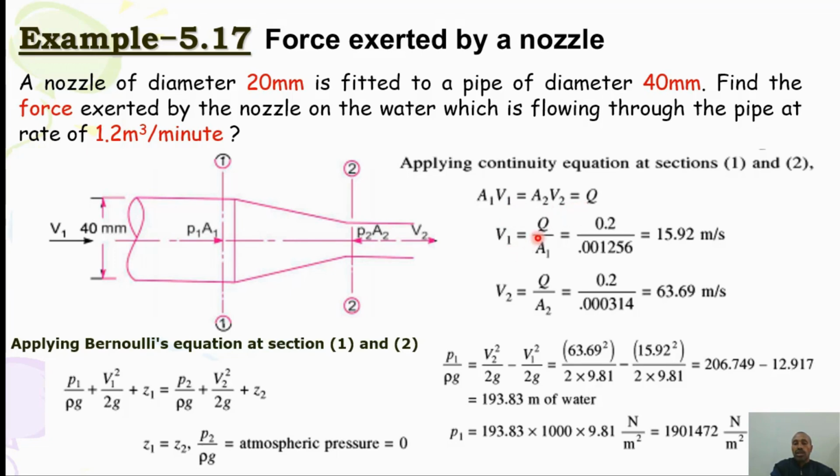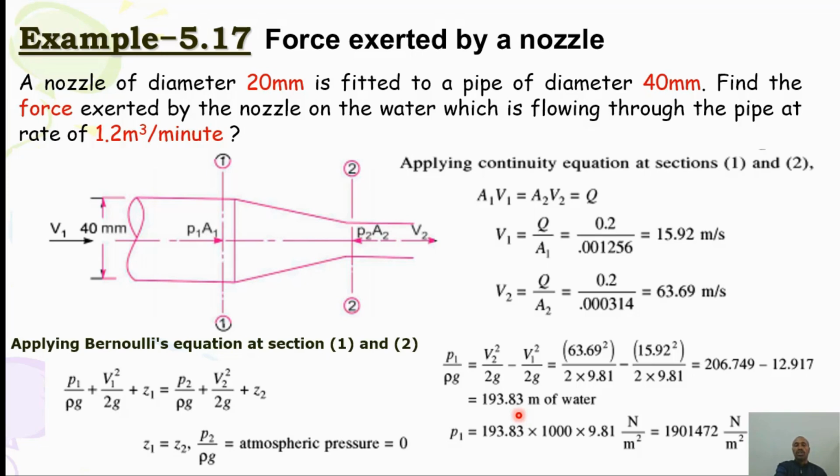So V1 you can calculate Q over A1, so 0.02 over area 1, which is pi over 4 d square, this 15.92 meter per second. Then finally you can compute again V2, Q over A2, 63.69 meter per second. Then you can find, after substitution in this Bernoulli's equation, P1 over rho G, which is the pressure. P1 over rho G will give you 193.83 meter of water.